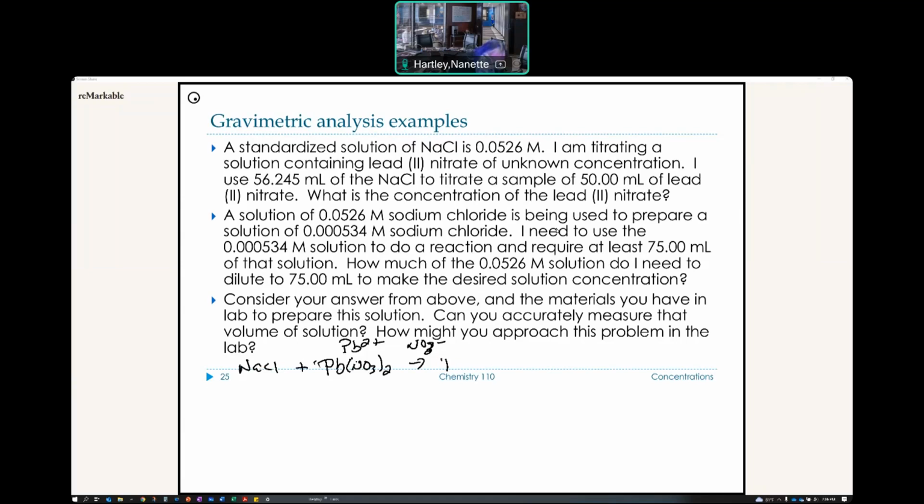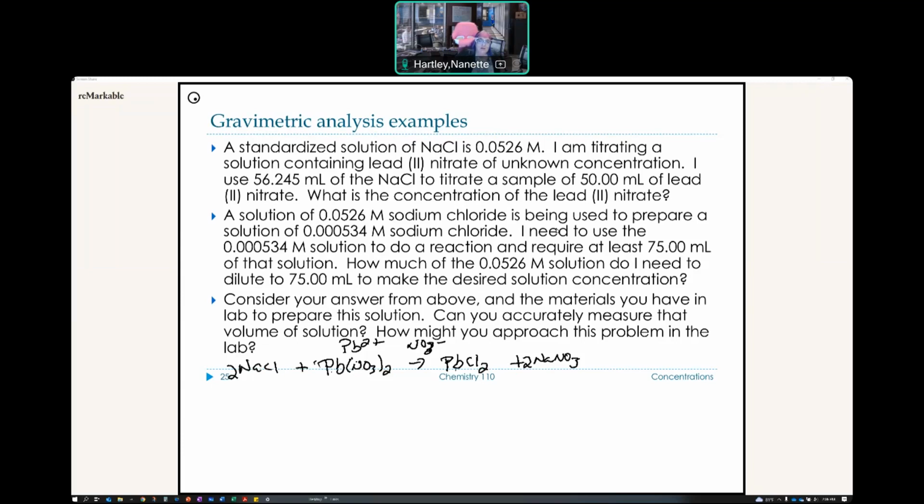So I need to have PbCl2. I'm going to trade. So I need 2 of those plus NaNO3. And that means I'm going to need 2 of those. So 2 Na's, 1 Pb, 1 Pb, 2 NO3s, 2 Cl's, 2 Cl's, 2 NO3s. So everything is balanced in this equation.